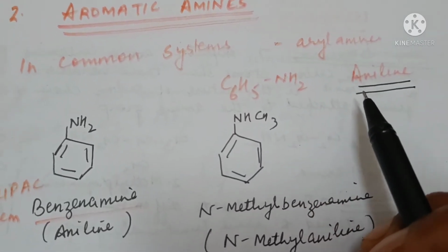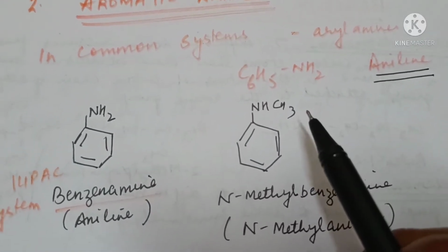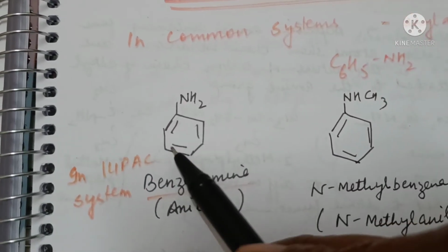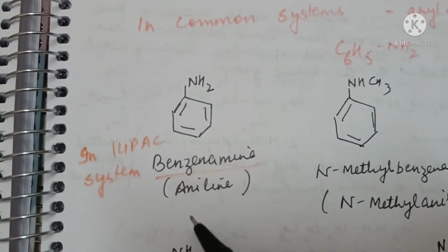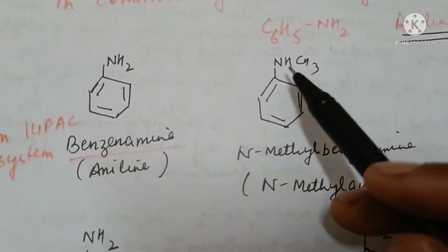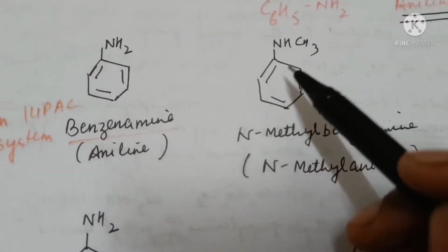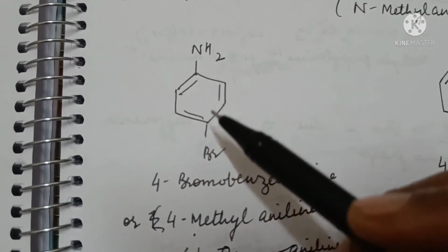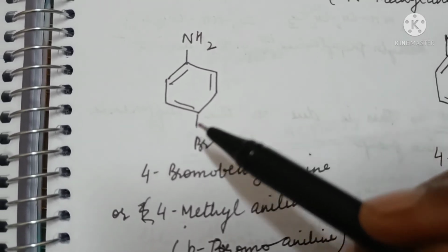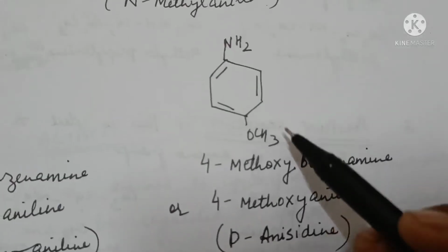This is also accepted in the IUPAC system of nomenclature. So in IUPAC system, these are called benzenamines, but aniline is also accepted. So this is N-methylbenzenamine or N-methylaniline. So this is 4-bromobenzenamine or para-bromoaniline.